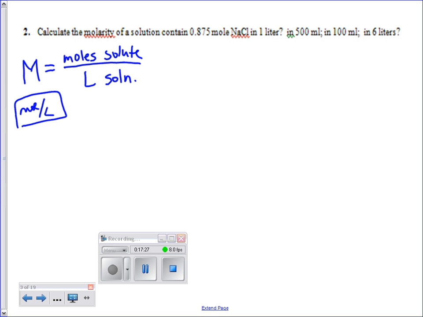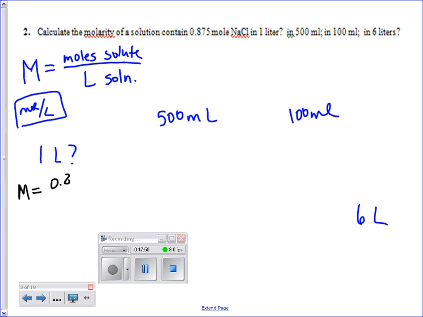So we're supposed to solve now for 0.875 moles in 1 liter, in 500 mils, in 100 mils, and then in 6 liters. This is going to be pretty easy because they give us moles of NaCl. So what are we going to do? We're going to say molarity is equal to how many moles? 0.875 over 1 liter. Ooh, that's hard. What's the molarity here? 0.875. And I'm not ignoring sig figs. I'm basically ignoring the sig figs on the volume. Let's just do 3. Forget that. I don't like 1 sig fig things.